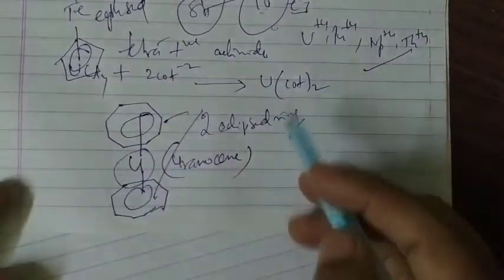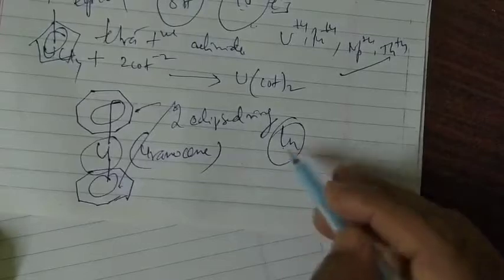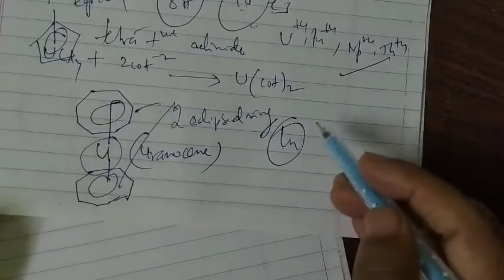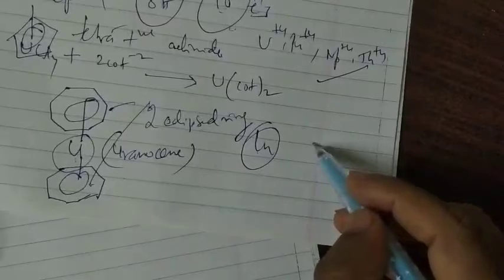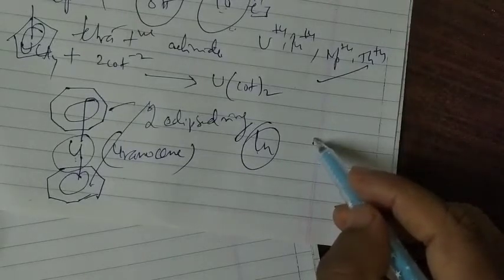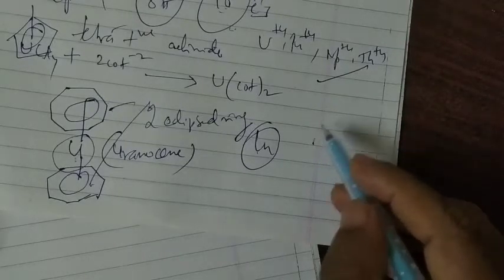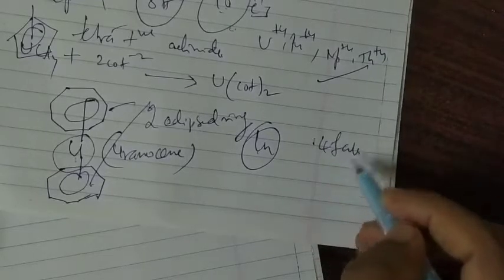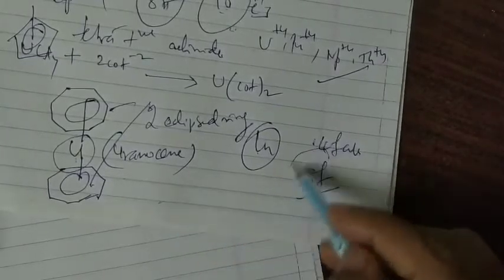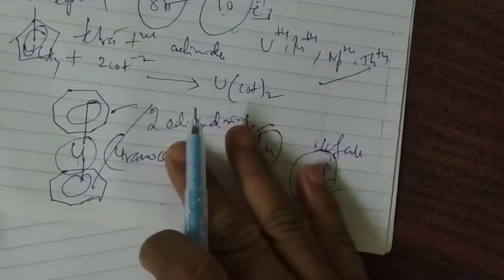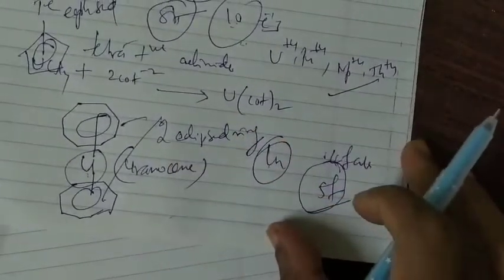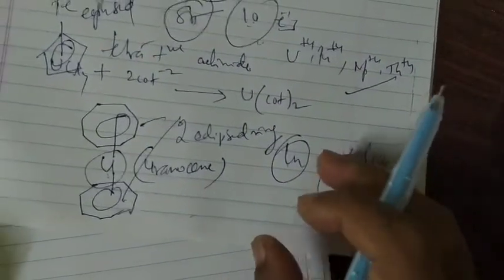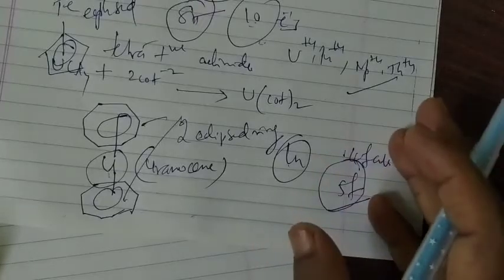Like this, most of the lanthanides sometimes also form similar complexes like uranocene, where they utilize the 4f orbitals. So these lanthanides use 4f orbitals instead of 5f. These actinides use 5f orbitals to form this type of complex, but lanthanides utilize the 4f orbitals here, okay.